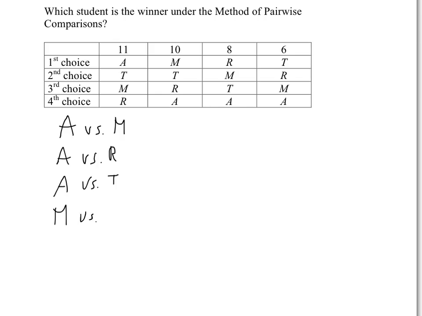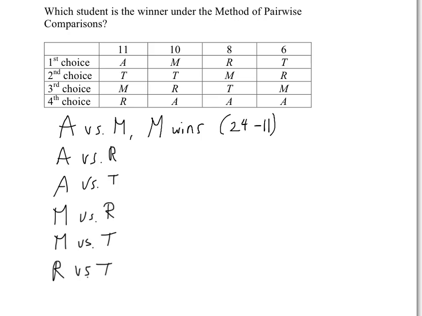So next is Mark versus Rachel, then Mark versus Tom, and finally, Rachel versus Tom. In the head-to-head competition between Ashley and Mark, Ashley is ahead of Mark on these 11 ballots, whereas Mark is ahead of Ashley on 10 plus another 8 plus another 6 is 24 ballots, which means that Mark wins this head-to-head competition by a score of 24 to 11. There are 24 voters who put Mark higher than Ashley, whereas there are only 11 voters who put Ashley higher than Mark on their ballots.